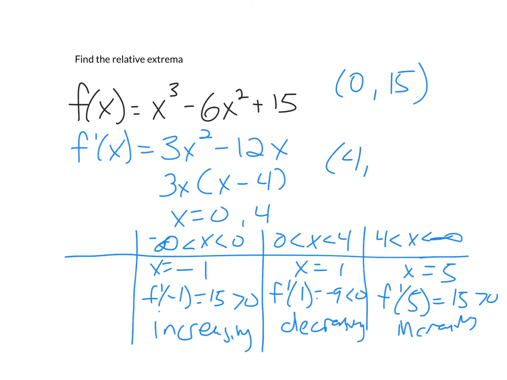And then 4 comma something, negative 17. Okay, so are these mins, maxes, what? Right here at x equals 0, we are switching from increasing to decreasing. That's going to be a relative max. And then we get a relative min because it's switching from decreasing to increasing.